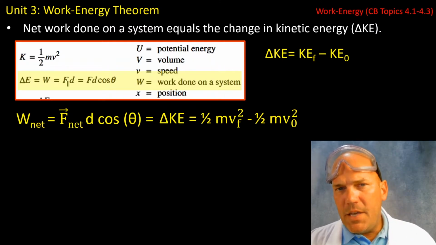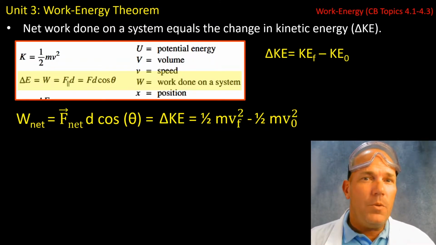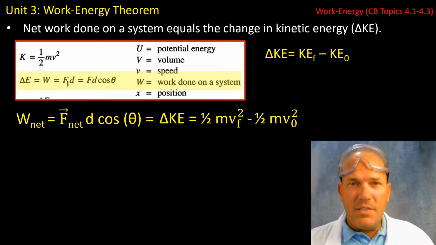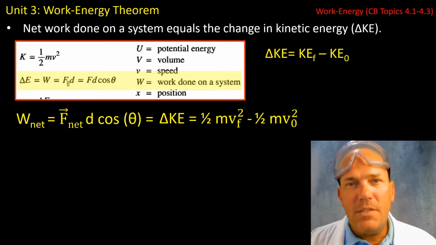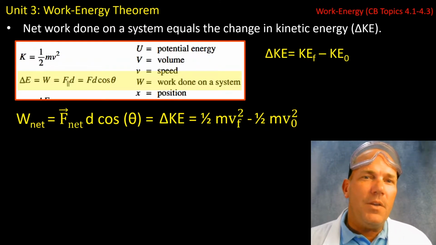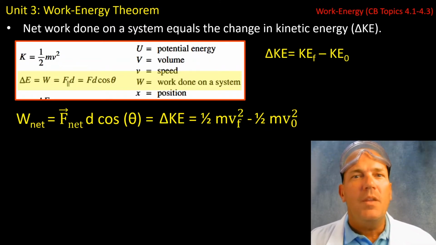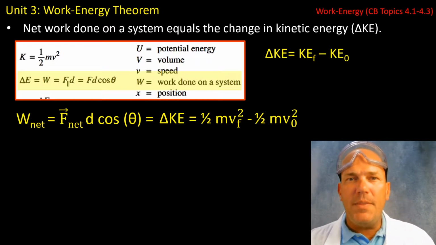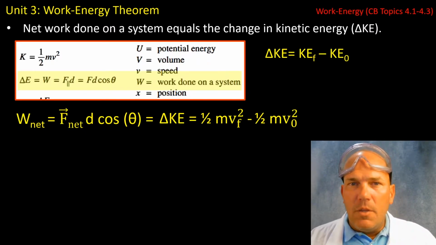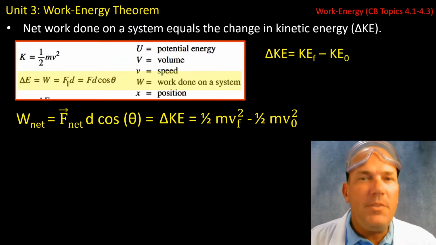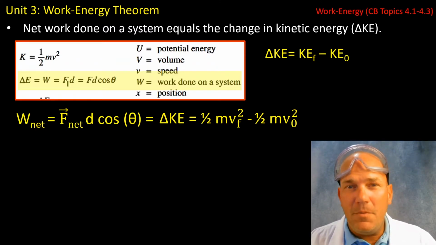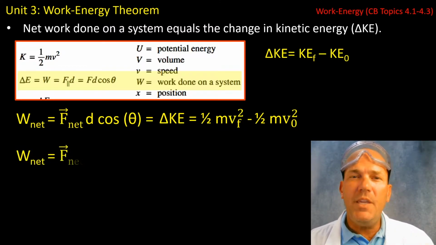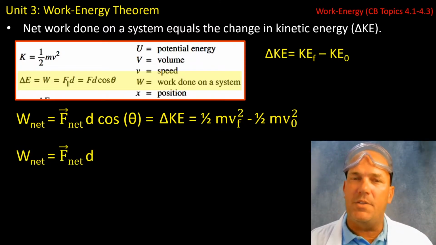Now, in the example with Stickman and the crate, that net force was parallel and in the same direction as the displacement, which means our cosine theta turned into the quantity of 1. Our cosine theta angle between the force vector and the displacement vector was 0. And of course, cosine of 0 is equal to 1. So we ended up with the following equation.